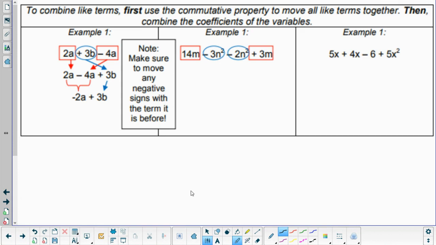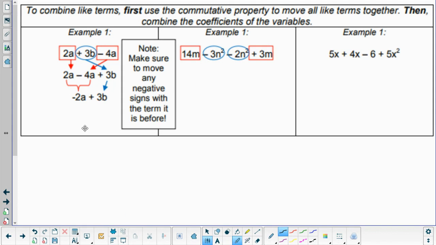All right, so to start off, to combine like terms, you first have to use the commutative property to move all your terms together. Some people really have to see those terms side by side, but some people can look at them and know exactly which ones go together. Okay, like terms are ones that have the same variables, and the coefficients are the numbers that are in front.